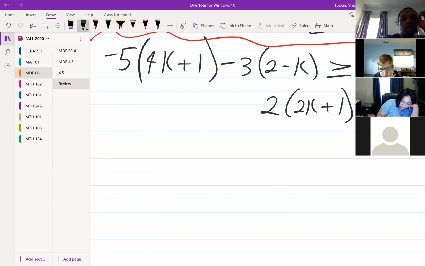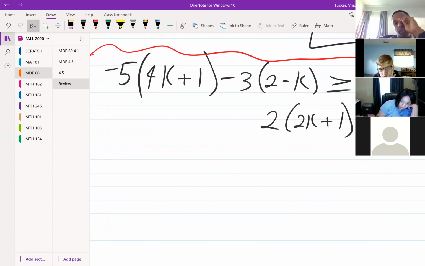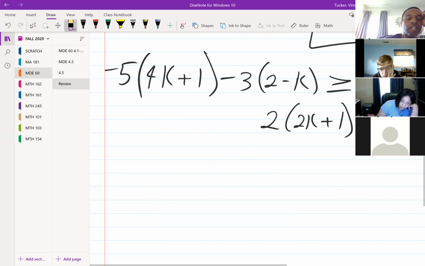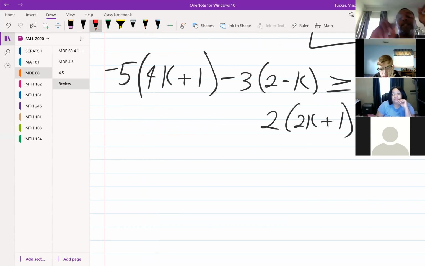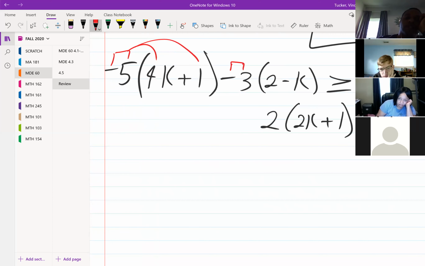All right, so remember I mentioned before that we solve linear inequalities the same way we would solve linear equations. Here I want to distribute this -5 so I can have access to the k that I'm trying to solve for. Here, distribute -3. Here, distribute my 2.